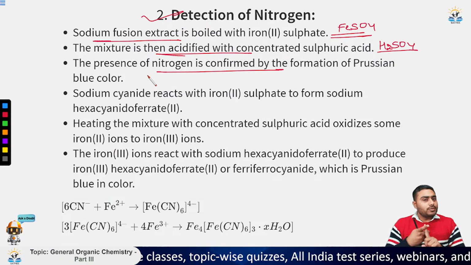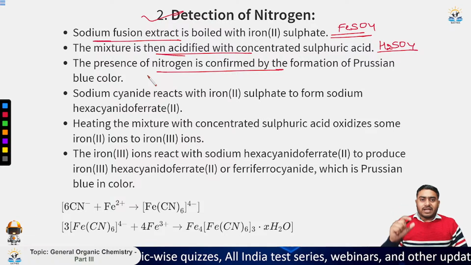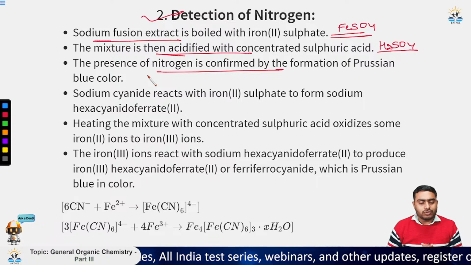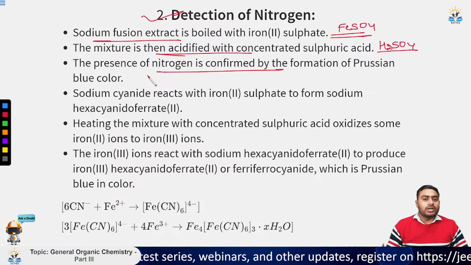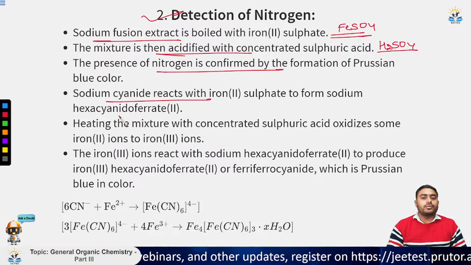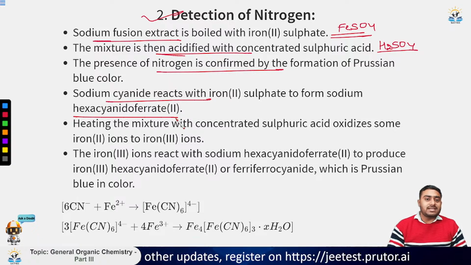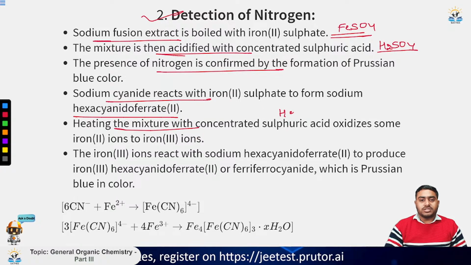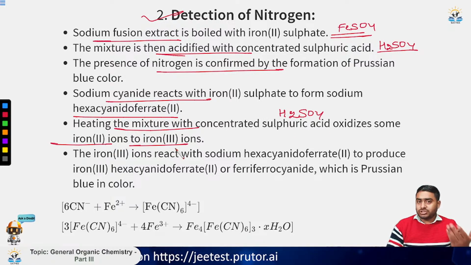The first point, we have the sodium fusion extract, which is boiled with iron sulfate FeSO4. Then the mixture is acidified with concentrated H2SO4, a strong acid. Then the presence of nitrogen is confirmed by the formation of blue color. Sodium cyanide reacts with iron sulfate FeSO4 to form sodium hexacyanoferrate. Heating the mixture with concentrated H2SO4 oxidizes some Fe2+ ions to Fe3+ ions.